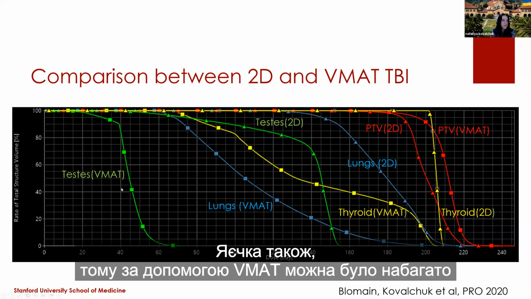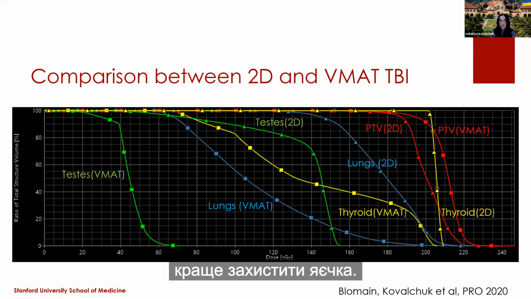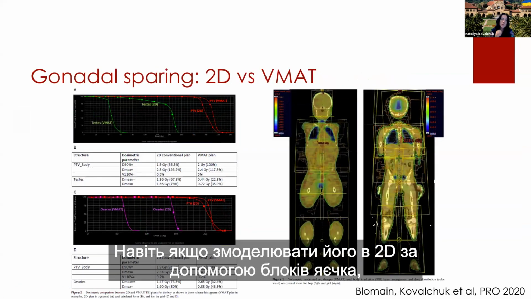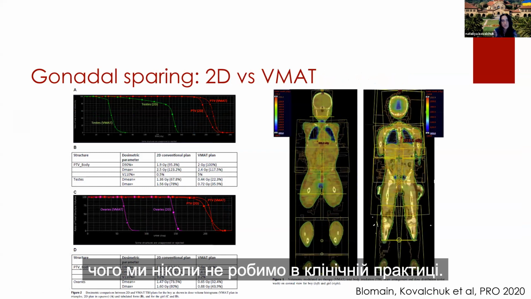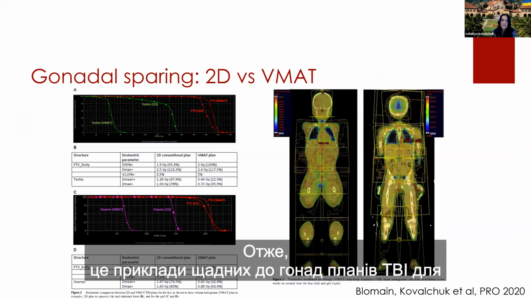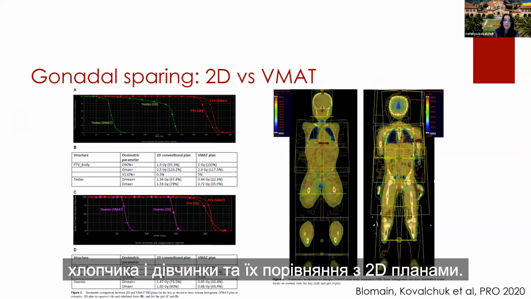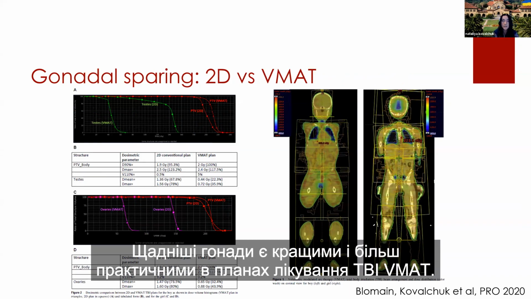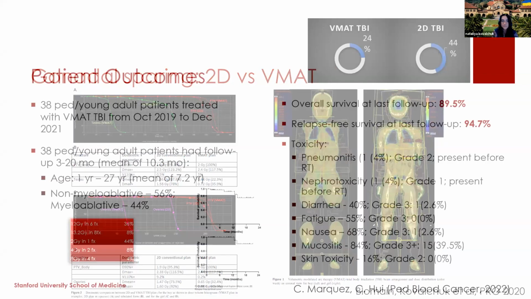Testes as well, so you could spare testes much better with VMAT, even if you simulate it with 2D using testis blocks, which we never actually do in clinical practice. So these are examples of gonadal sparing TBI plans for a boy and a girl, and their comparisons with 2D plans. Gonadal sparing is superior and more practical with VMAT TBI plans.